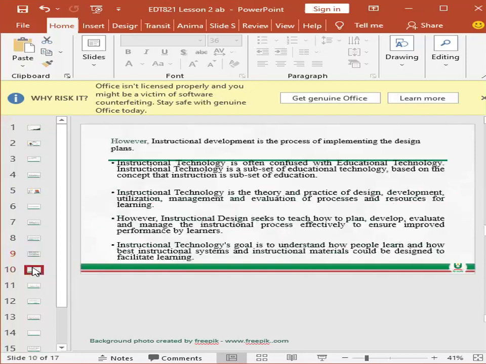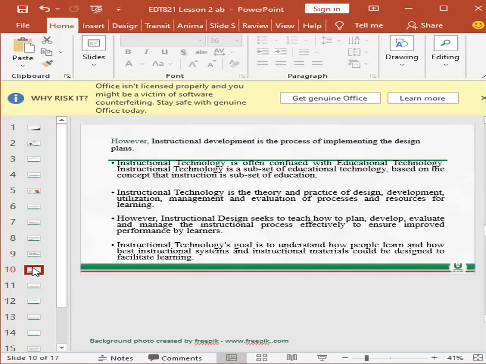However, instructional development is a process of implementing the design plans. We have instructional design and we have instructional development. We are saying that development is the process of implementing the design, what has been designed, the plans.